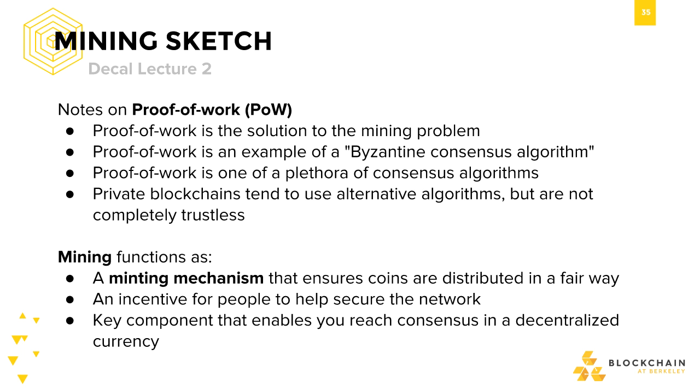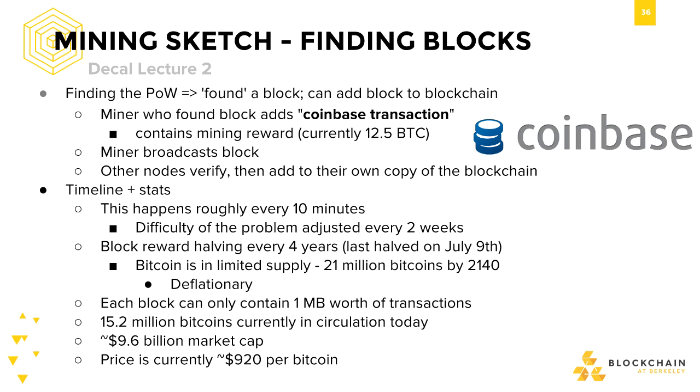And you can think of mining as three different things. You can think of it as a minting mechanism for ensuring Bitcoins are distributed in a fair way. So why don't we use IP addresses or something? Because of a Sybil attack. It's very easy to obtain a large amount of IP addresses, and thus you've subverted the system. You can also think of mining as an incentive for people to help secure the network, for miners to donate their computational power. And it's a key component that allows you to reach distributed consensus.